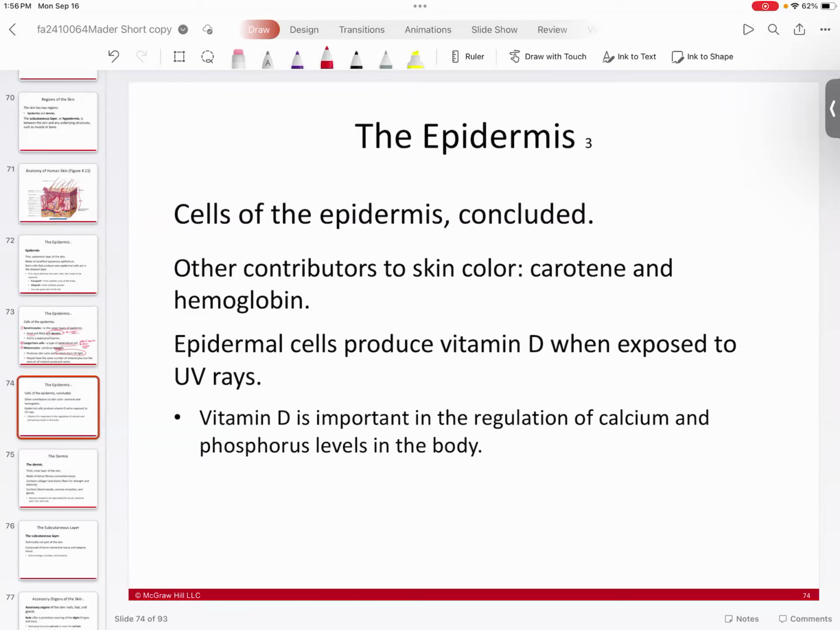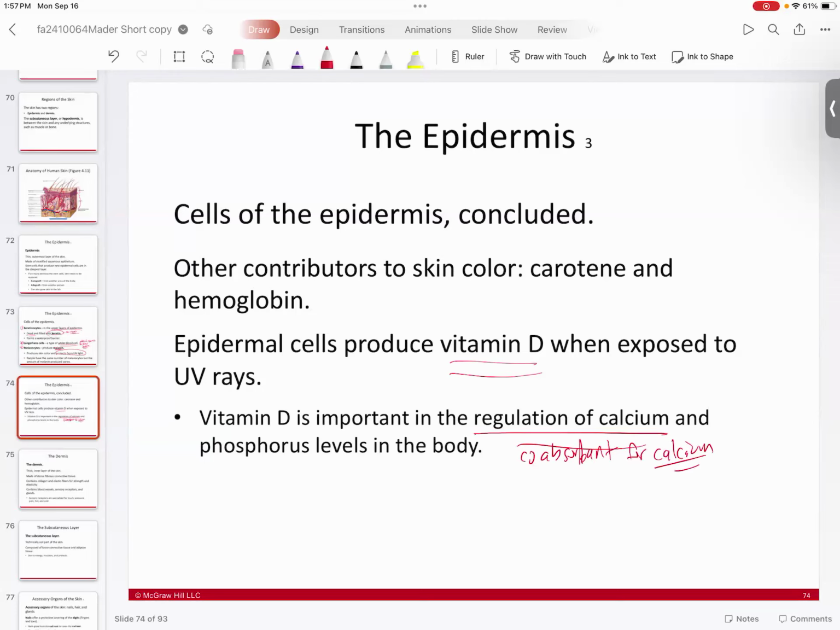The other major thing with the epidermis is basically these epidermal cells will make vitamin D. Vitamin D is stimulated by UV radiation. And what happens is it is a regulator, it's a co-absorbent for calcium. So this allows you to be able to absorb calcium in your diet.